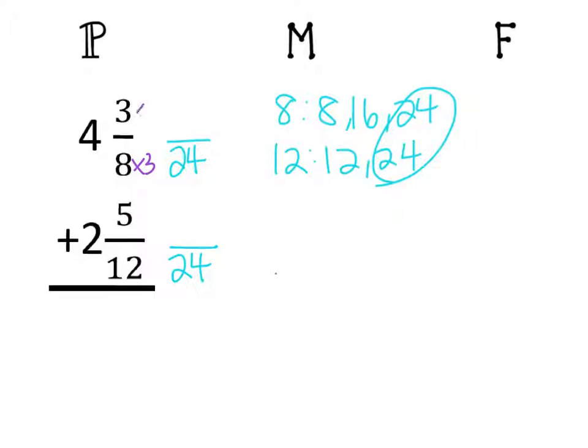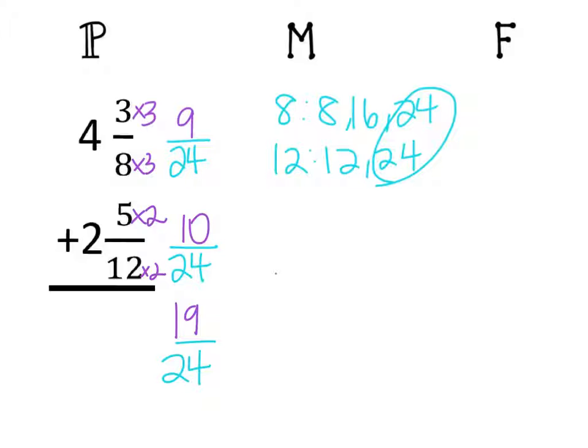So I do the same thing to my numerator. 3 times 3 is 9. And then come down here, what happens to 12 to make it a 24? 12 times 2 is 24, so 5 times 2 is 10. Now that I have the same denominator, I can add my fractions. So I'm going to add my numerators. 9 plus 10 is 19, and I'm going to keep the same denominator. So I have 19/24.